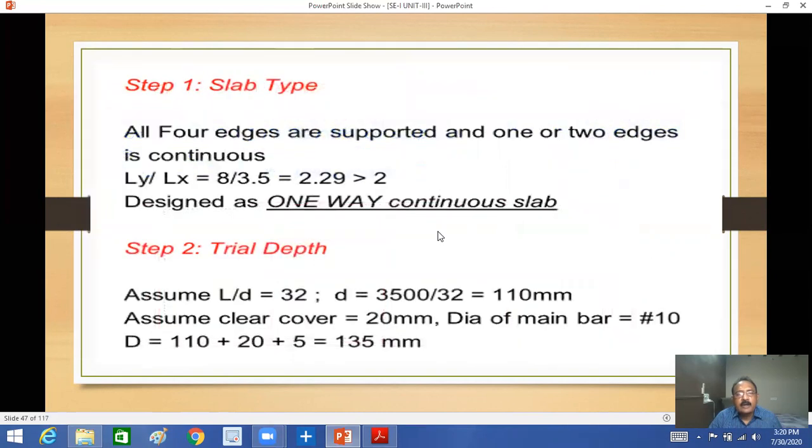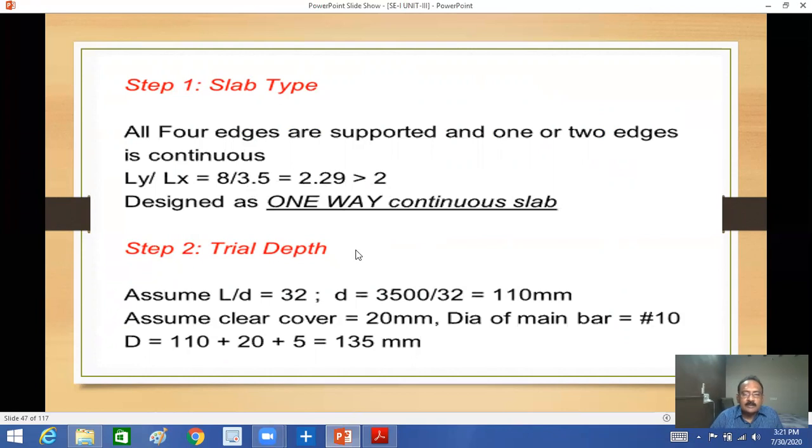The first step is the same as our previous problem. All edges are supported, and one or two edges are continuous. Ly by Lx equal to 8 by 3.5. As I said, it is greater than 2, that is 2.29, and it is declared as a one-way slab, one-way continuous slab, by seeing the plan in the given problem.